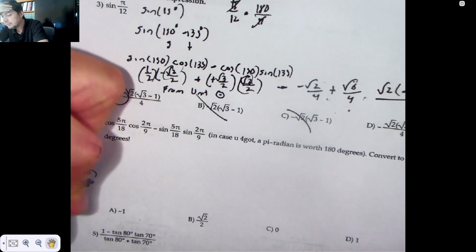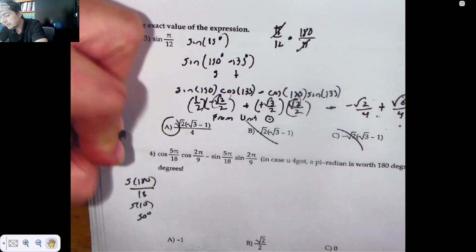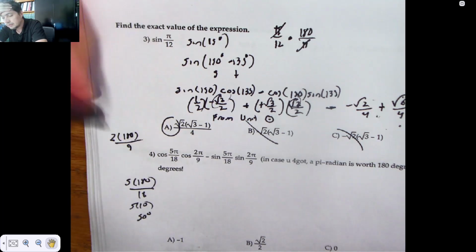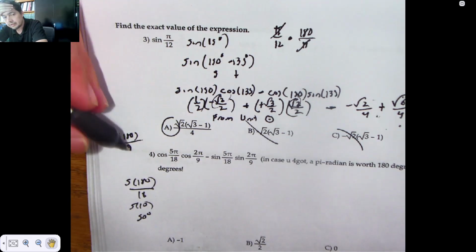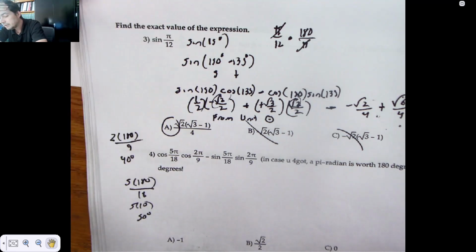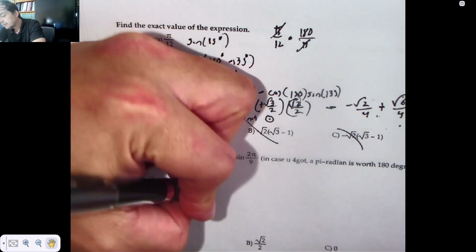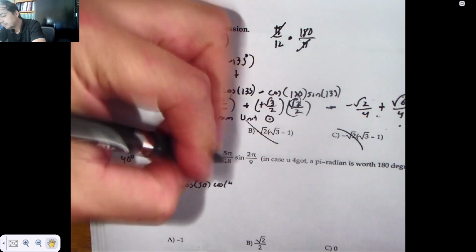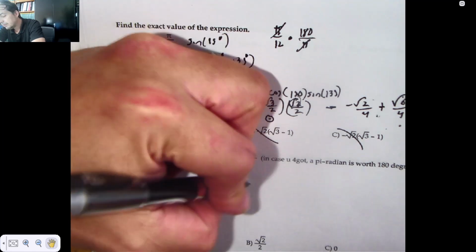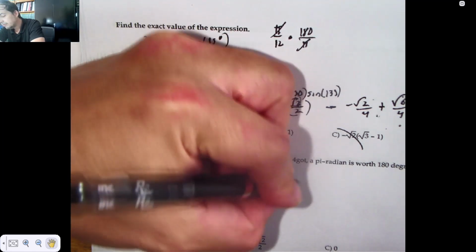That's 50 degrees. 2 pi over 9: 2 times 180 over 9. 180 divided by 9 is 20, so this becomes 40 degrees. So this is cosine 50, cosine 40, minus sine 50, sine 40.